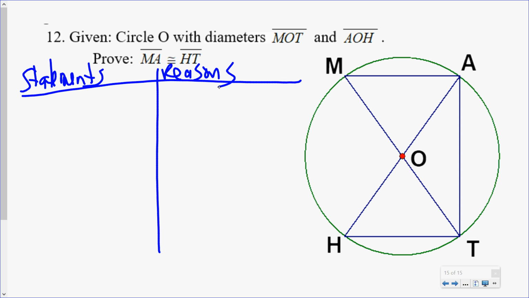Reasons. MA and HT. So it looks like I have a few choices here, but it looks like those segments are in two different triangles. So this particular question, there's a lot of different ways we can go. I think the easiest way to do this, should I do it both ways? Yeah, let's do it both ways.